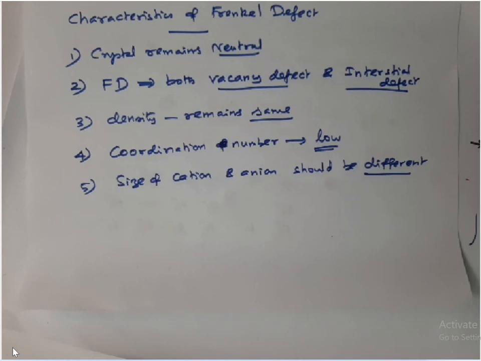How to identify that? Just see the size of cation and anion. If the size of cation and anion are roughly the same, then in those crystals Schottky defect will be the dominant defect. If the sizes are different, then Frenkel defect is the dominant defect. Is this clear, students? Any doubt? Is this clear? Yes, sir. Okay. So listen, students.